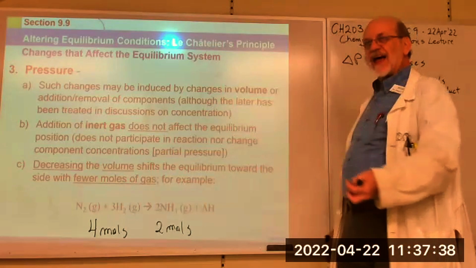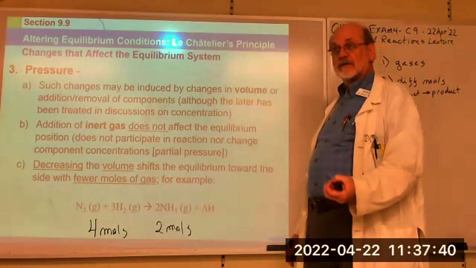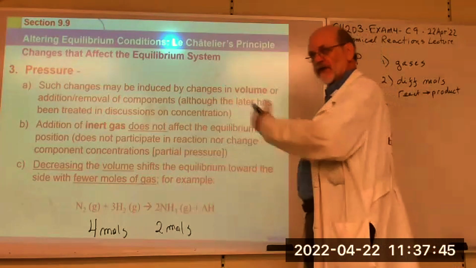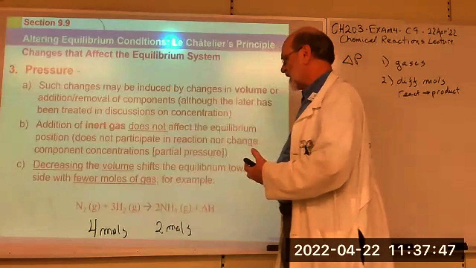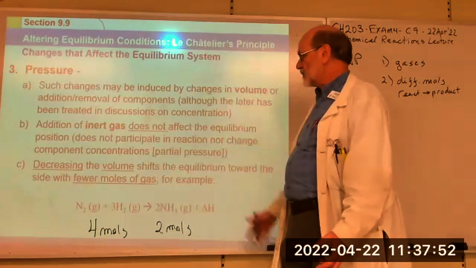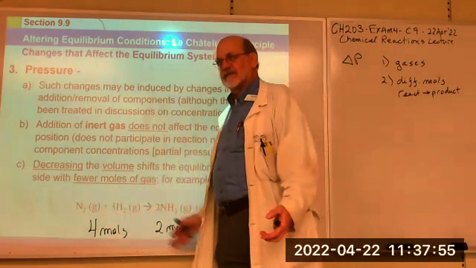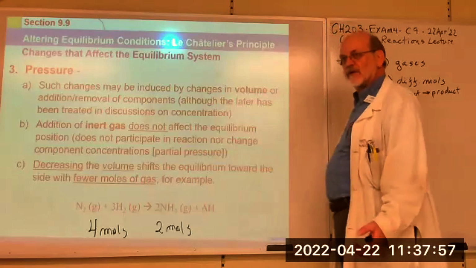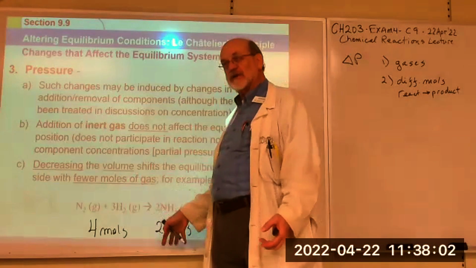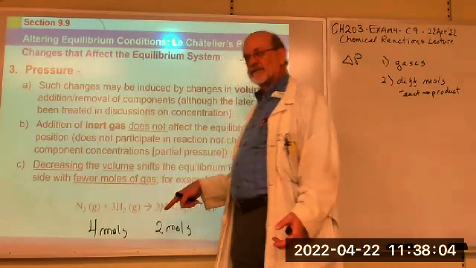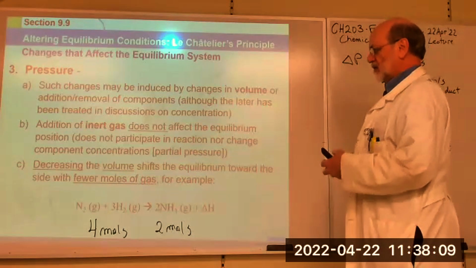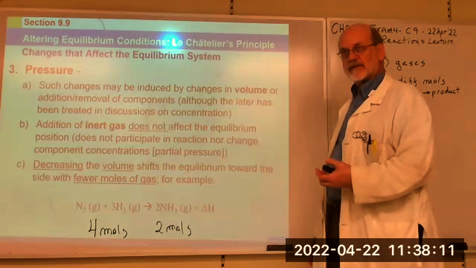What if you add an inert gas? That increases the pressure, right? According to Avogadro, you're adding more moles of gas, so it increases the pressure. But does that have any influence on the reaction? No, because the added inert gas is not part of the equation. It has no influence at all. You haven't actually changed the concentration of any of this. So the only way to increase pressure is to change the volume.